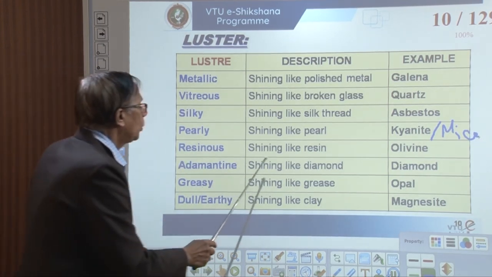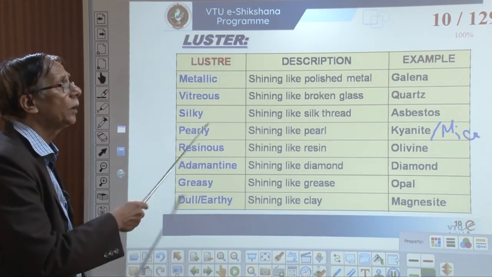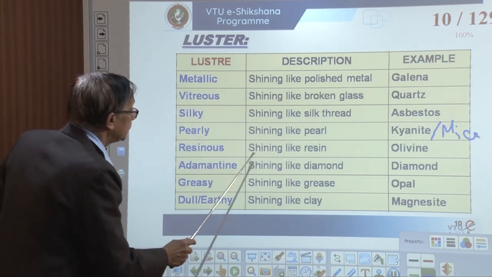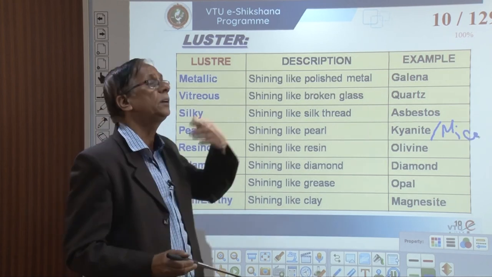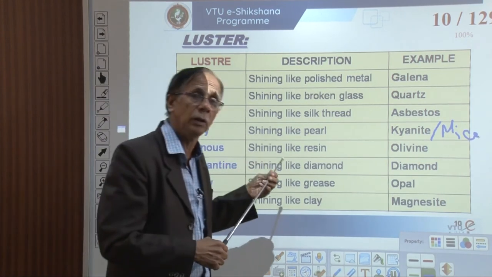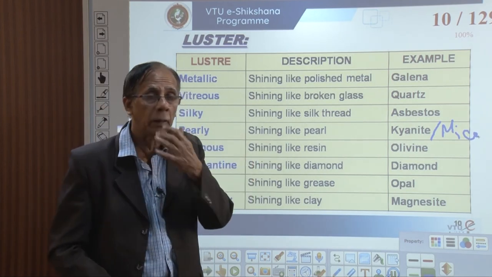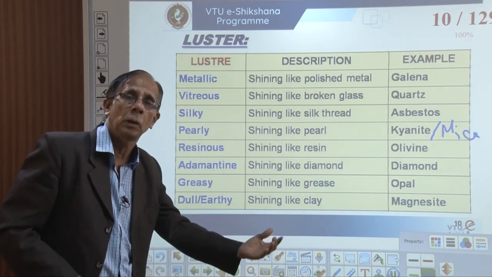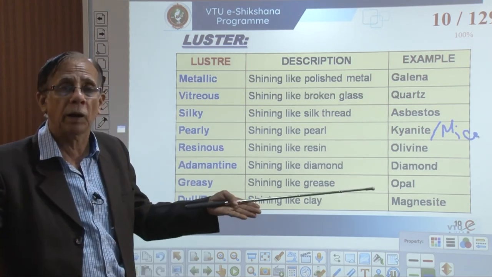Resinous. Resin cloth, we know, olivine is that kind of mineral. I have shown earlier some green minerals, like I have said olive green, that gives this kind of shining property. Adamantine means the highest degree of shining, because of total internal reflection. Just now I have mentioned quartz also can have similar transparency and hexagonal habit like diamond, but diamond shines in a different way because of its total internal reflection attributed to strong atomic packing.